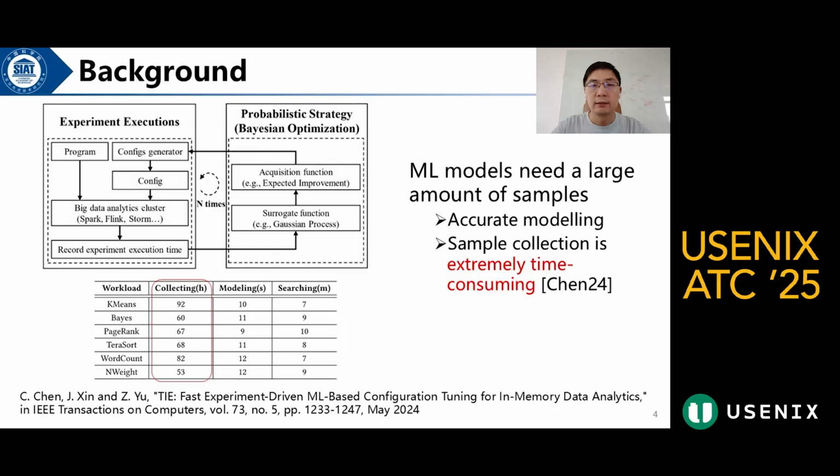However, conventional ML methods need a large amount of samples to construct accurate ML models. The sample collection is extremely time-consuming because it needs to wait for each sample to finish its running from the execution beginning to its end. For example, from the table on the left, we can see that for some Spark program benchmarks, it takes many hours for the sample collection process.